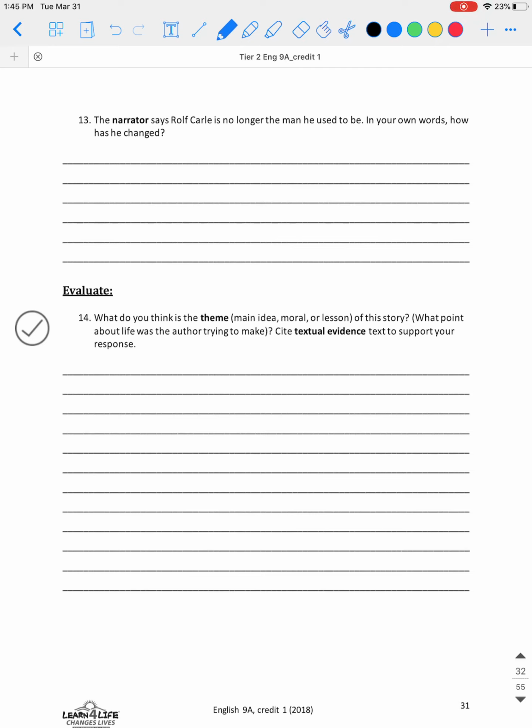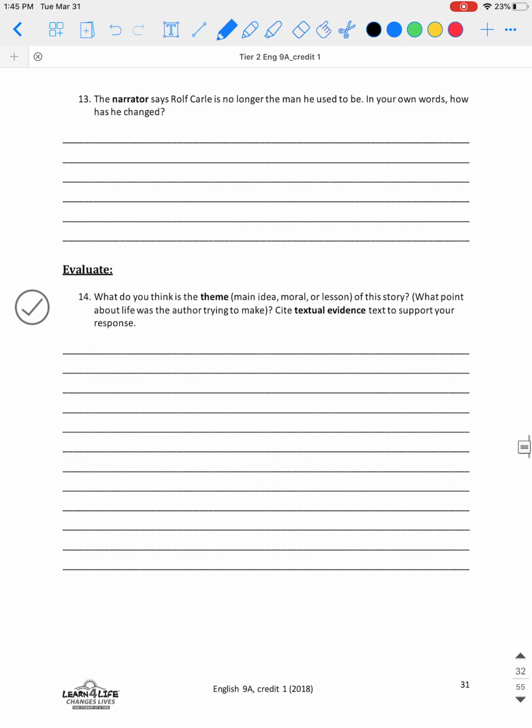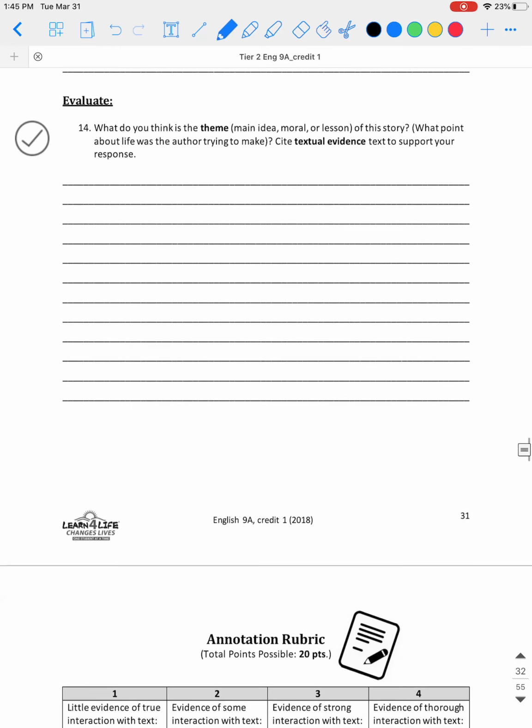And then number 14, what do you think is the theme or the main idea, moral or lesson of the story? What point about life was the author trying to make? And use textual evidence to support your response. So tell me what your theme is, what you think the theme is, and what point the author was trying to make, and then give me examples. So textual evidence is a quote from the story, okay?